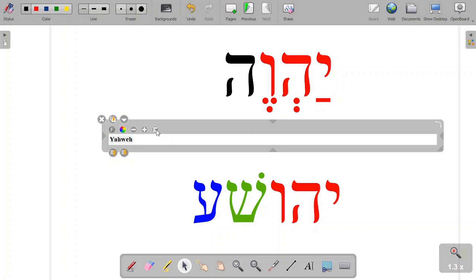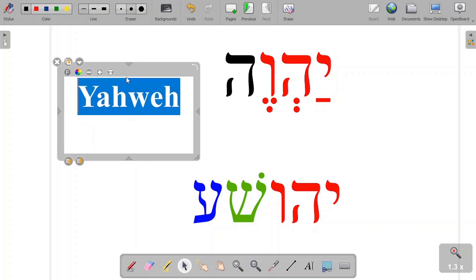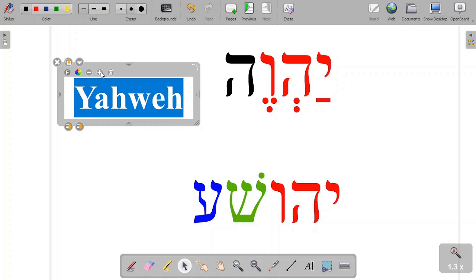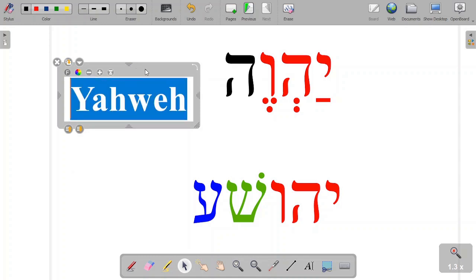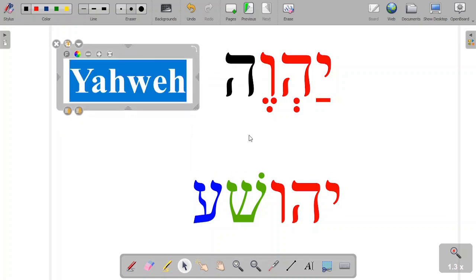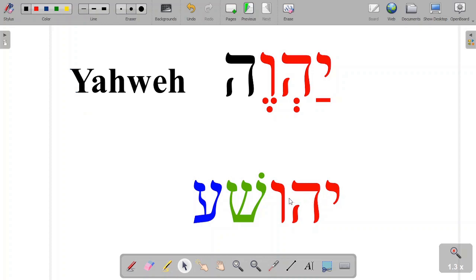We can center this. So this is the name of the Father. And let me emphasize, this is the source of the first few letters, the first three letters of the name of Yod, He, Wa, Shin, Ayin. Let's be very clear. This is the Messiah's name.